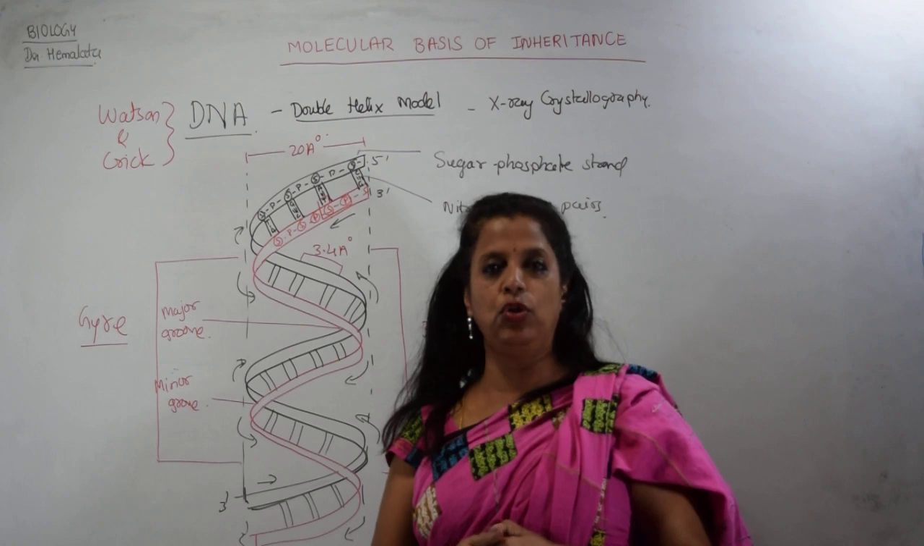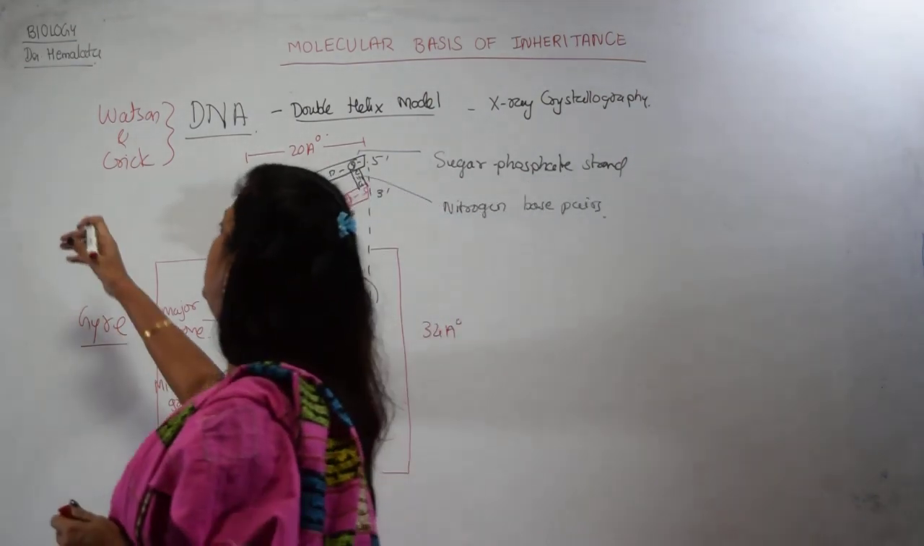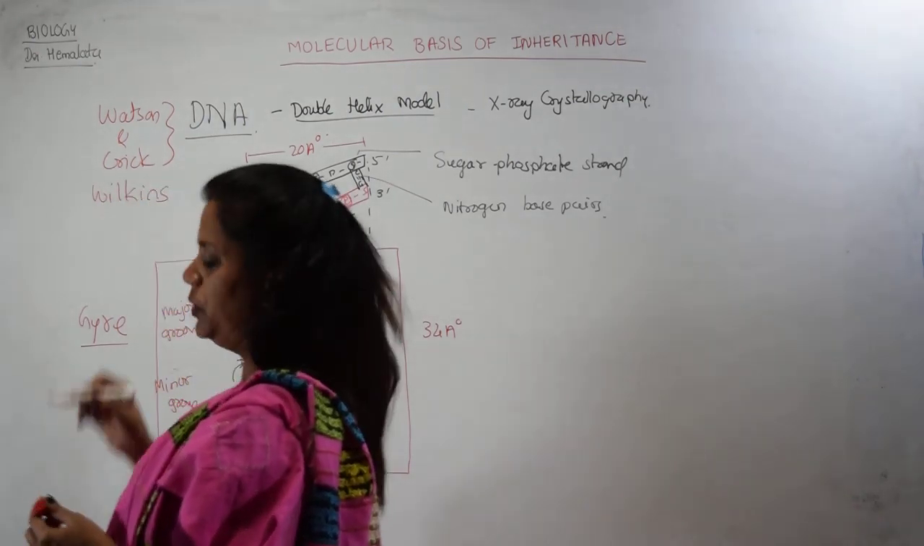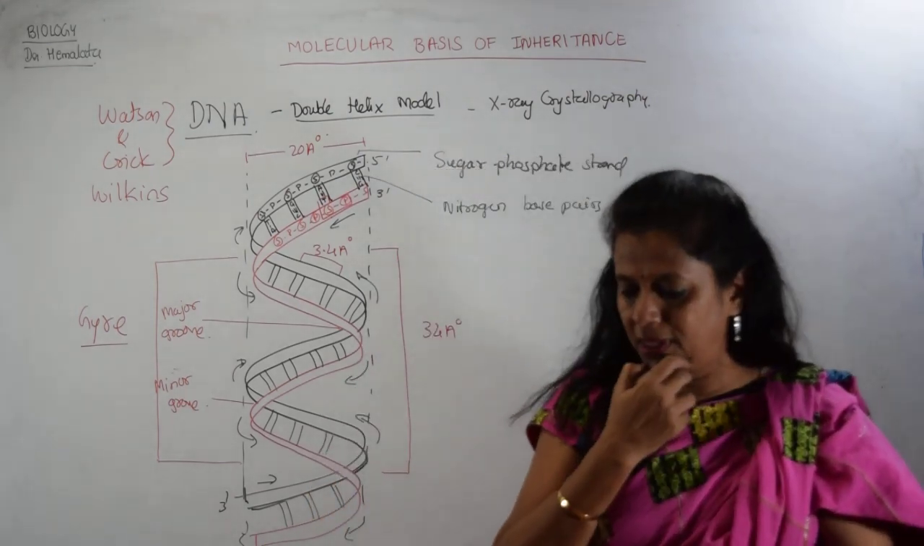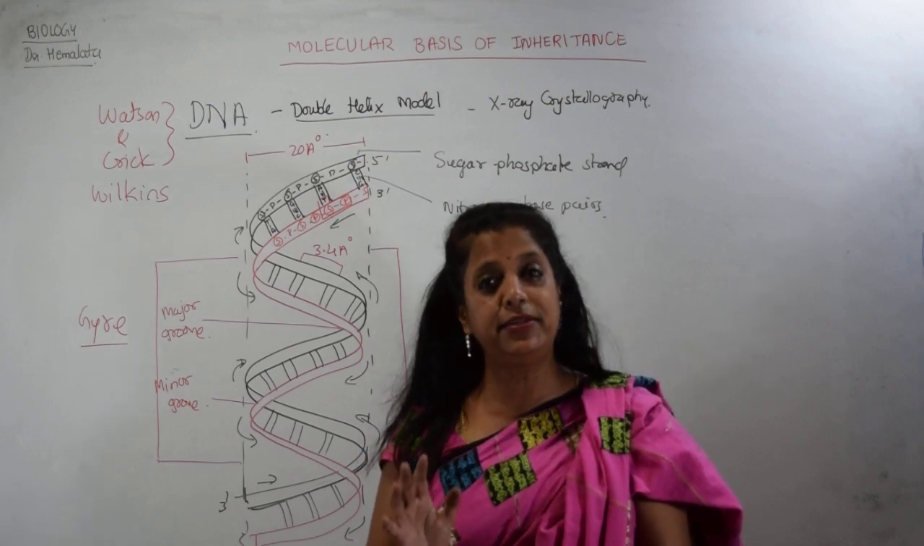They were awarded the Nobel Prize. Watson, Crick and Wilkins, another person. His name is Wilkins. These three people shared a Nobel Award. Right? What is this explaining? They gave a structure of DNA through X-ray crystallography.